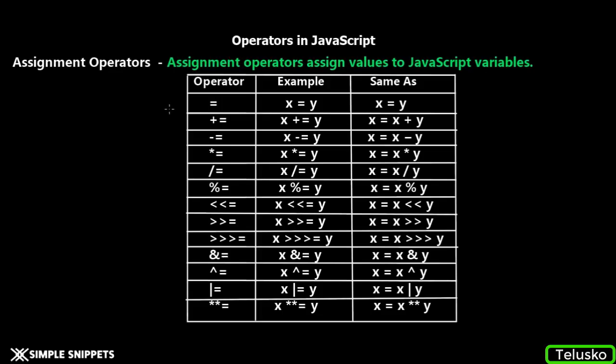The next is the assignment operator, which is used to assign values to JavaScript variables or other entities. So we have equal to, plus equal to, minus equal to, and then there are examples and what they actually mean.